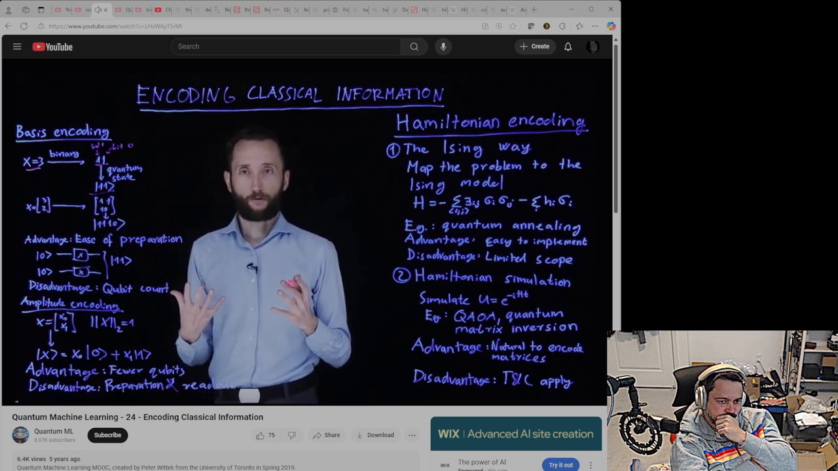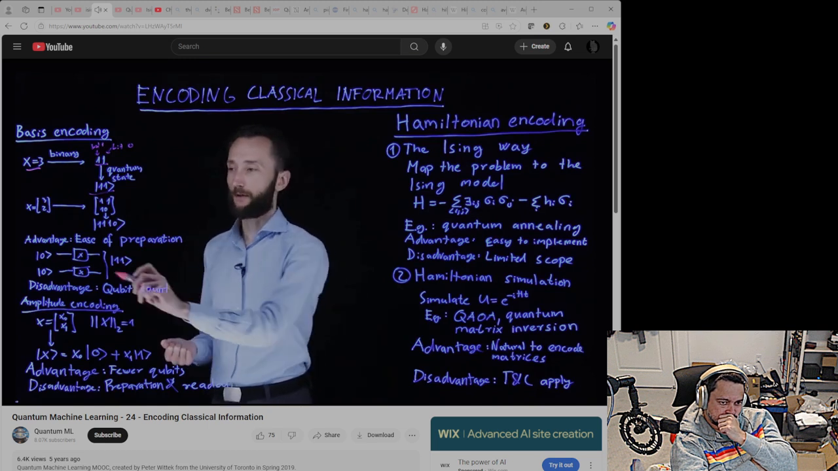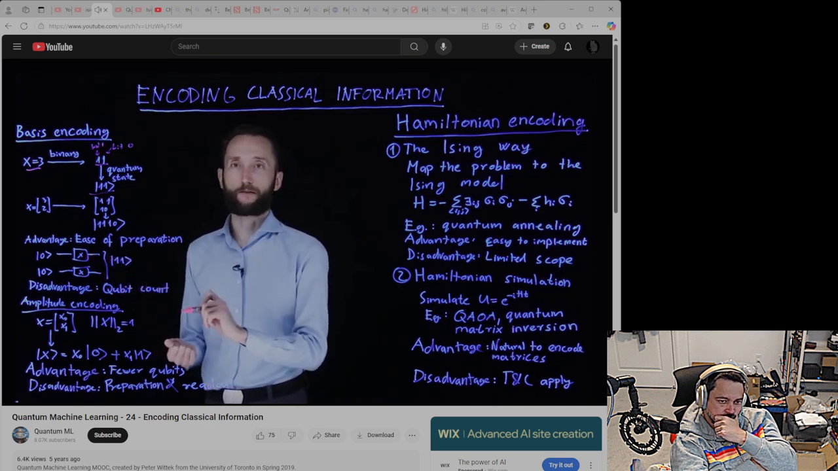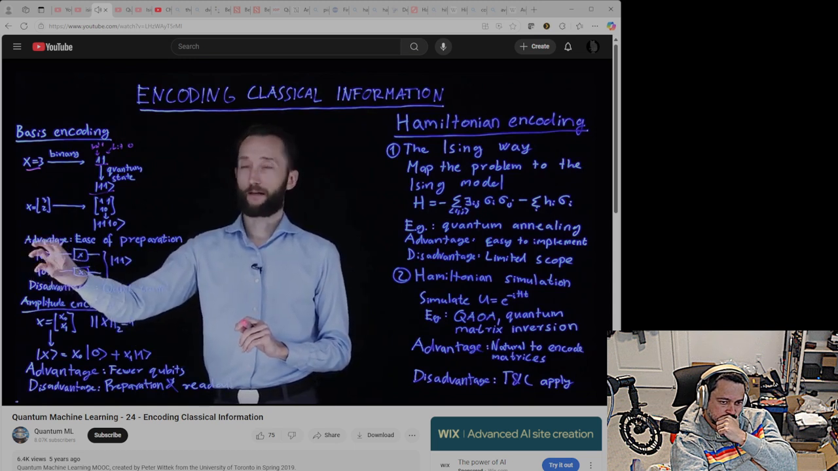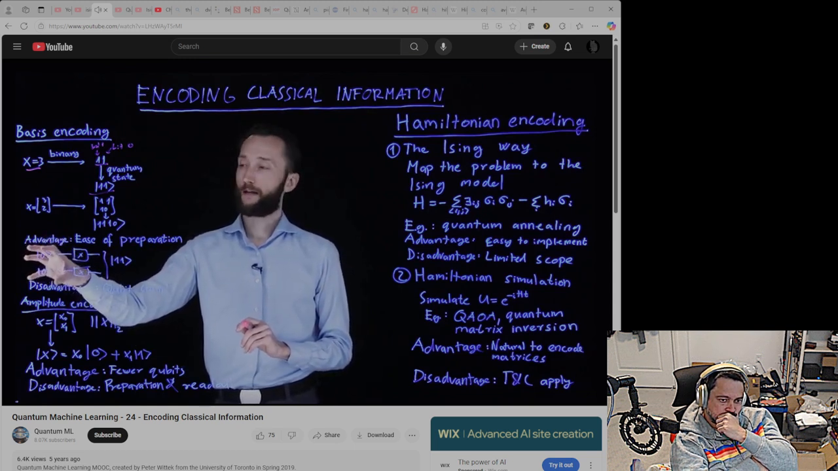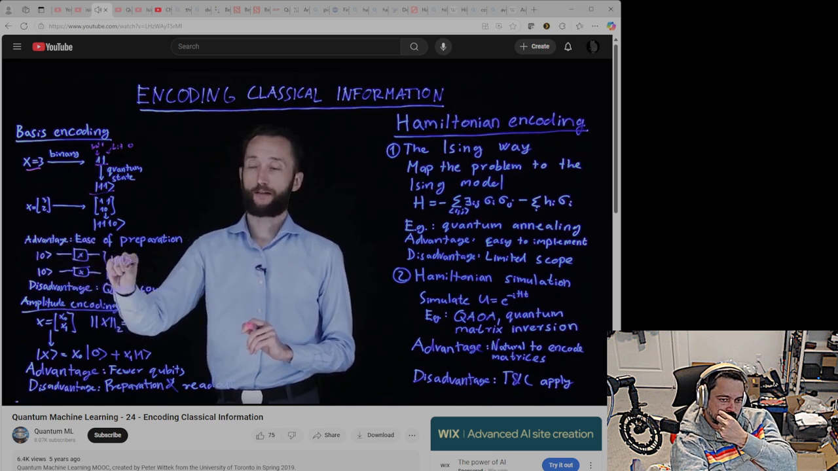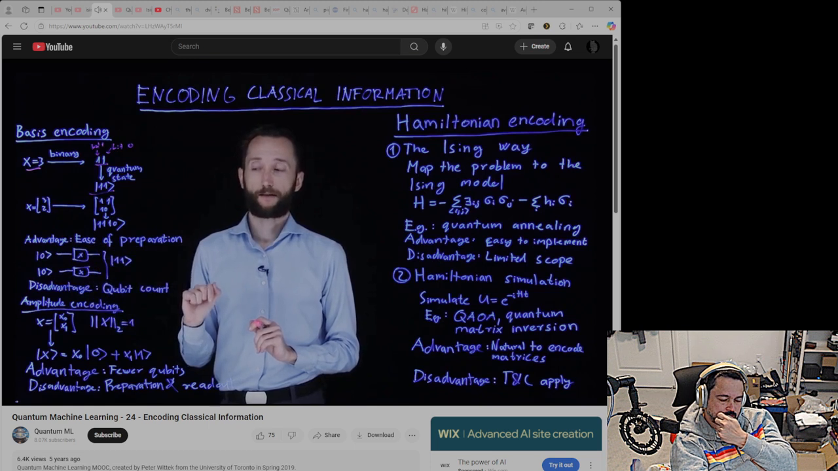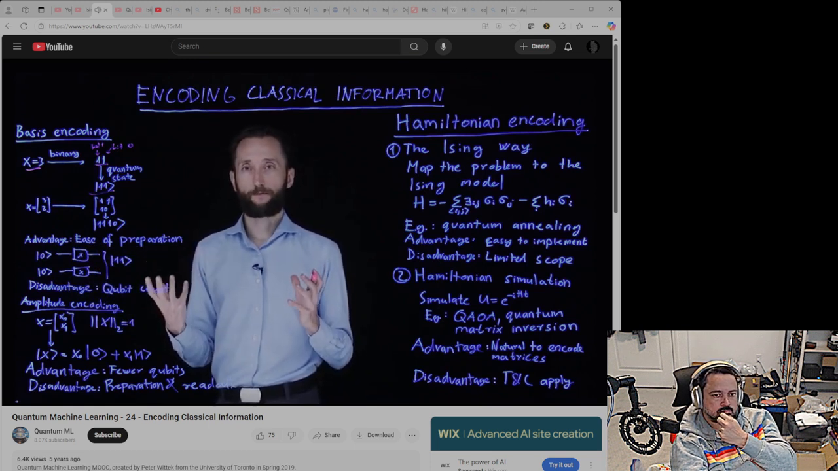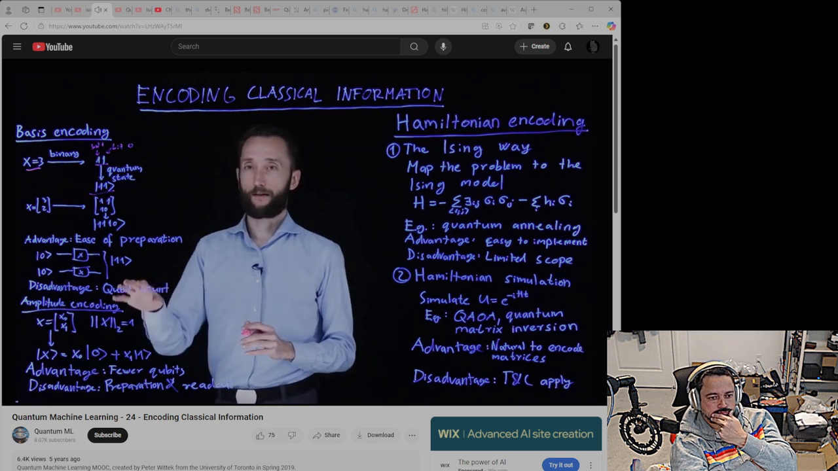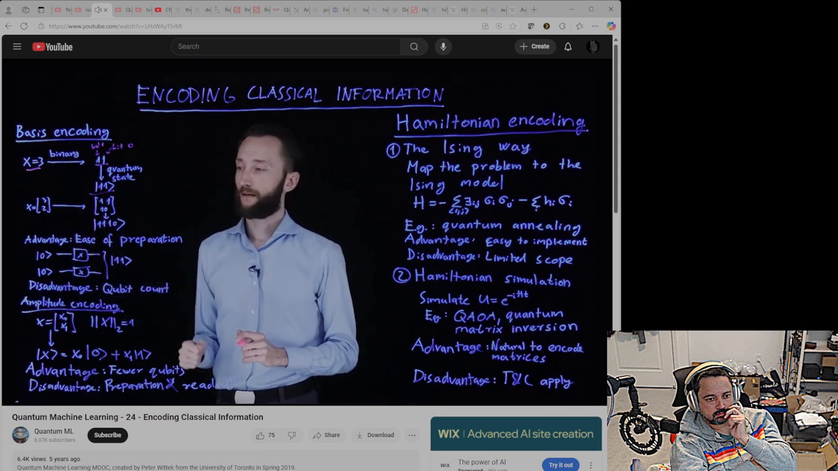The greatest advantage of this encoding is that it's very easy to prepare, because you only have to flip certain qubits. Most quantum computers start from being initialized in the 0 state, and then you just have to make these NOT operations, the X operations, to get to the state that you want to express. But the great disadvantage is that it's very wasteful of your qubits. You need lots of qubits to describe, say, floating point numbers.